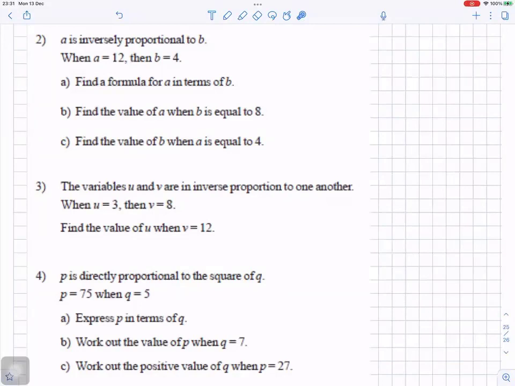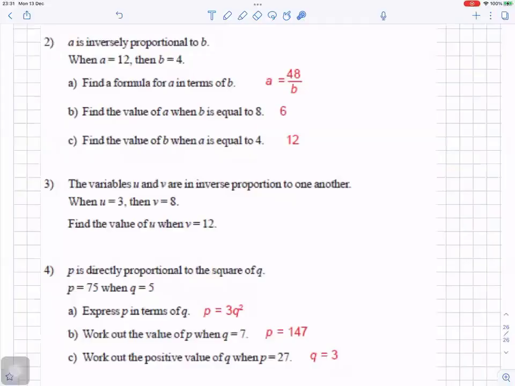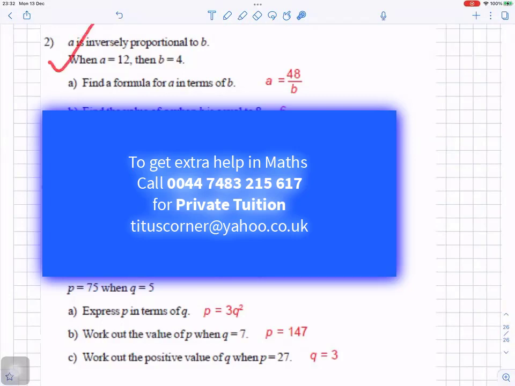Now you can pause it and do questions 2, 3, and 4. And when you finish, you can press play again to check your answer. So that's your answer for questions 2, 3, and 4.